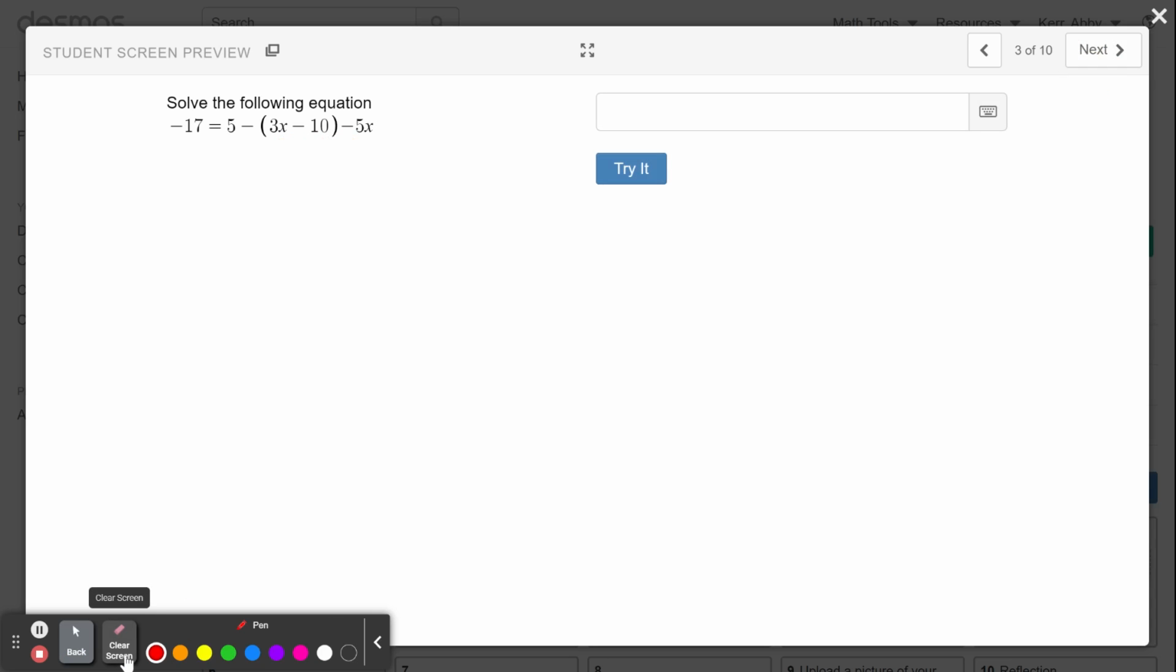Now for this problem, another solving equation one. So we have the negative 17. We're going to drop it down. But we're also going to drop down this 5. The reason why, this negative sign is being distributed. It's really a negative 1. So negative 1 times 3x is negative 3x. Negative 1 times negative 10 is a positive 10.